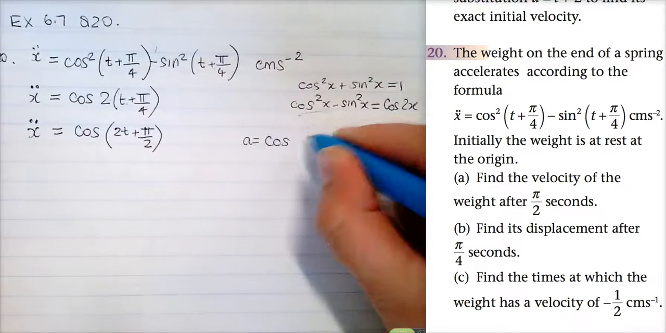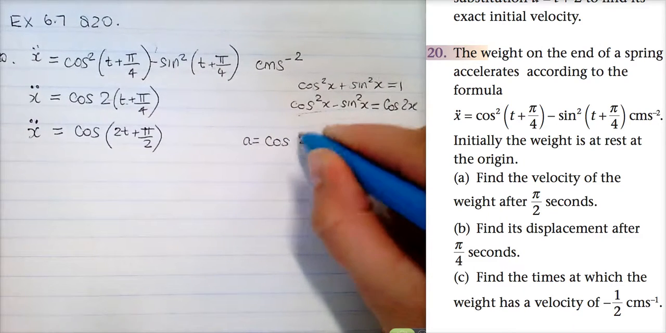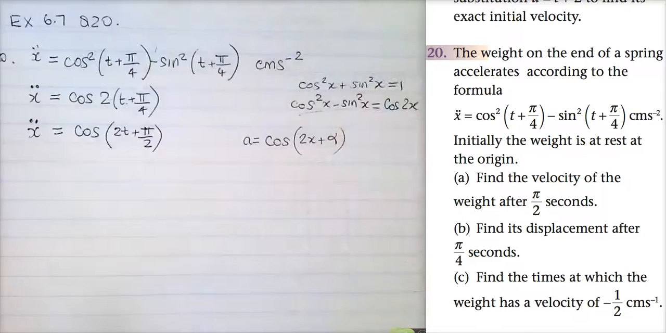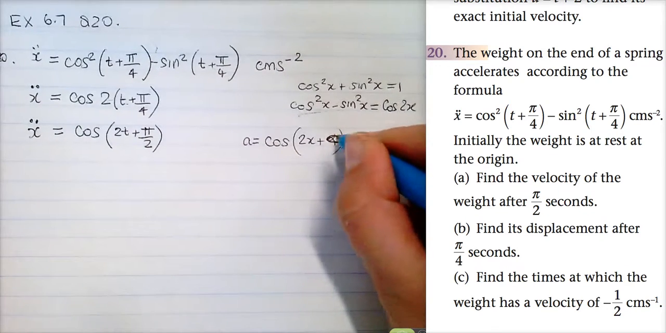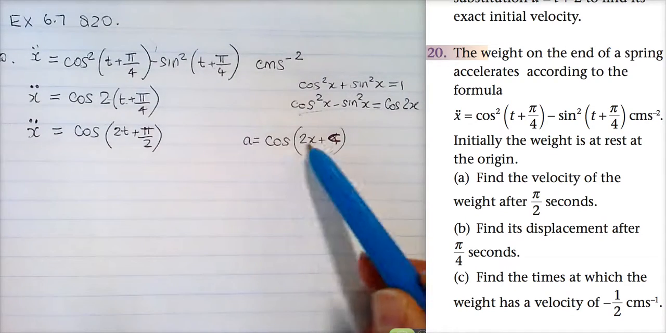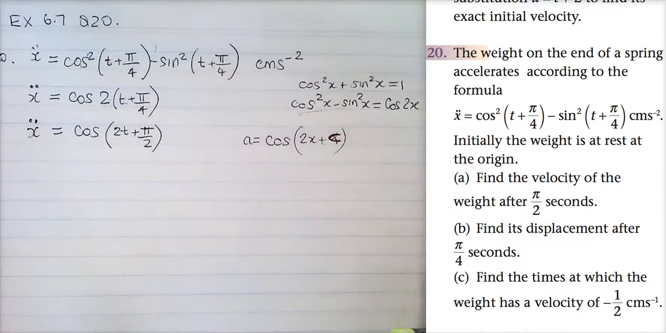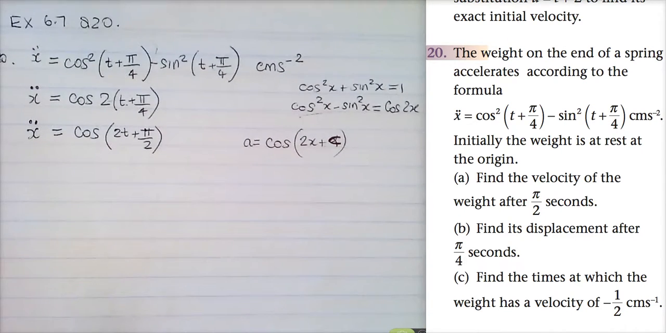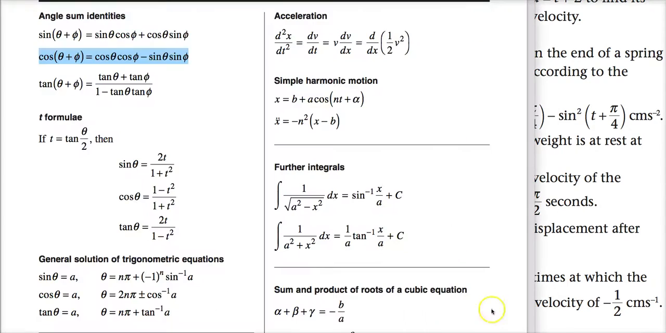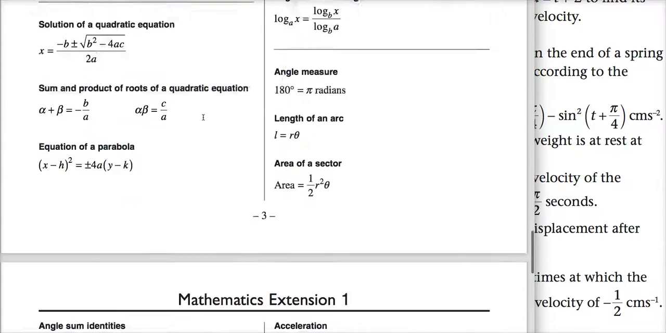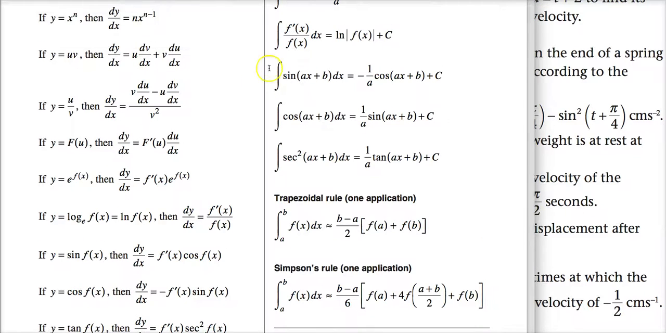So we've got acceleration is like cos of 2x plus, you know, alpha or something, like a constant. It's like doing cos of ax plus b. We can integrate that, can't we? If you look at your 2 unit sheet, there it is. See? Integral of cos ax plus b. Can you see? We can do that, because it's 2, so we can do that.